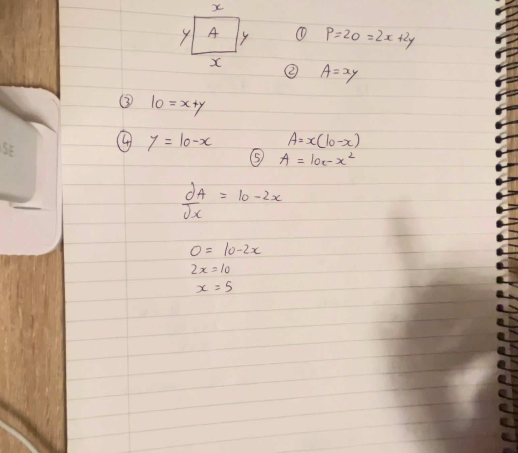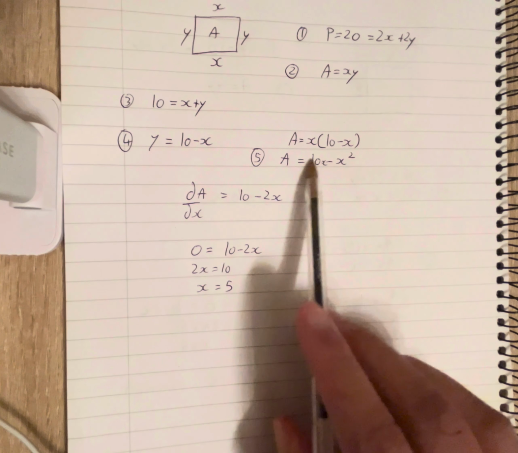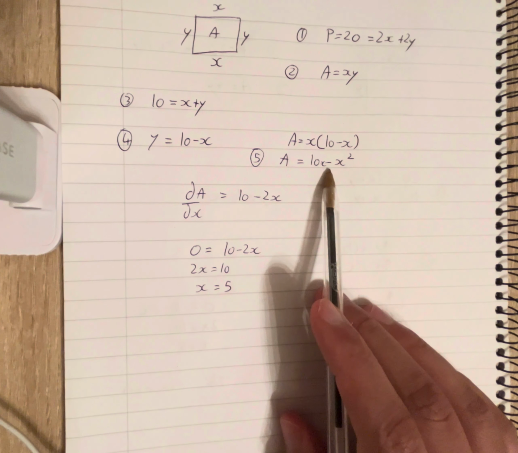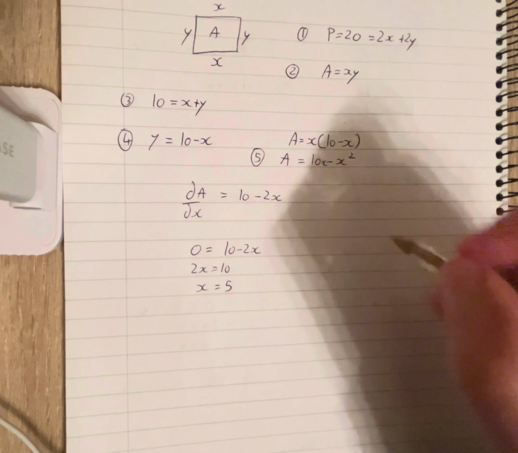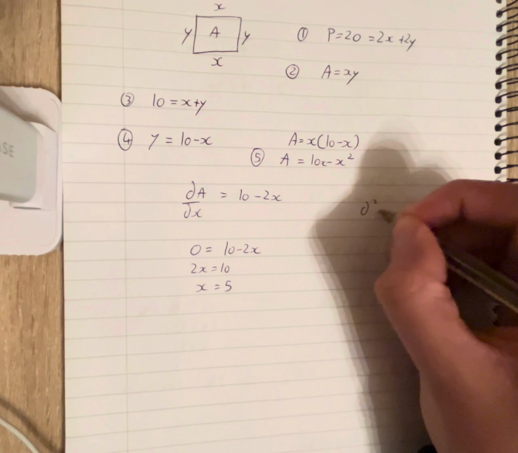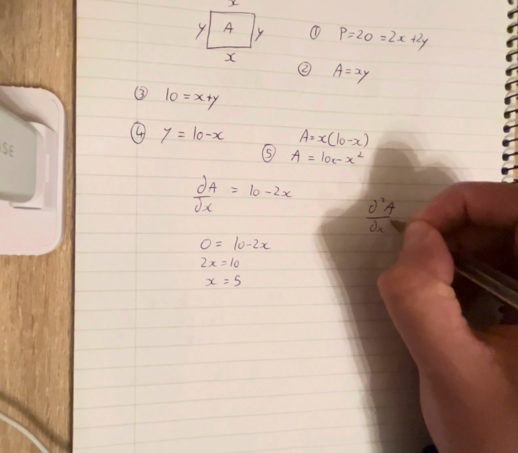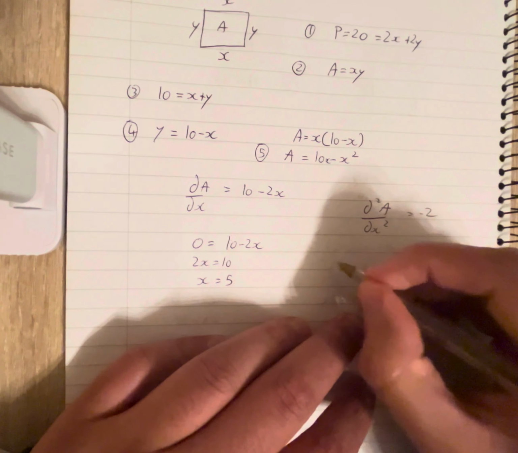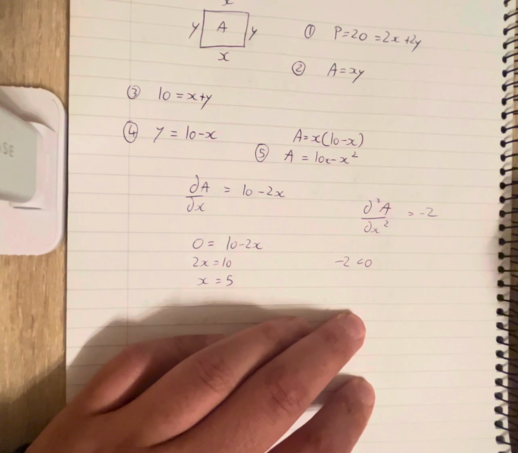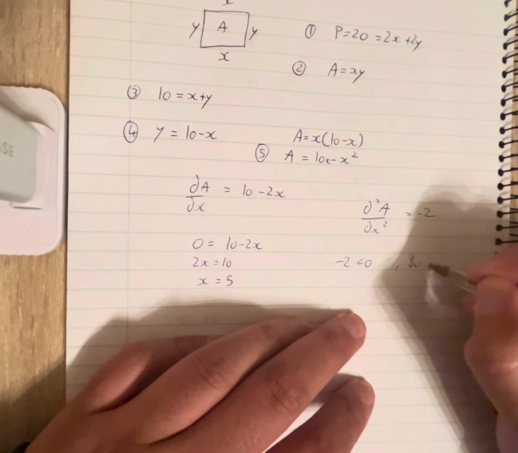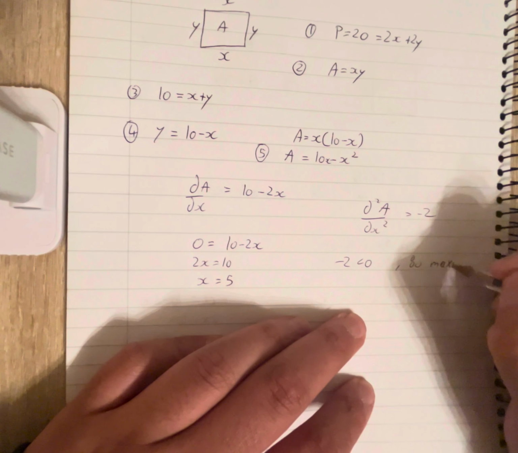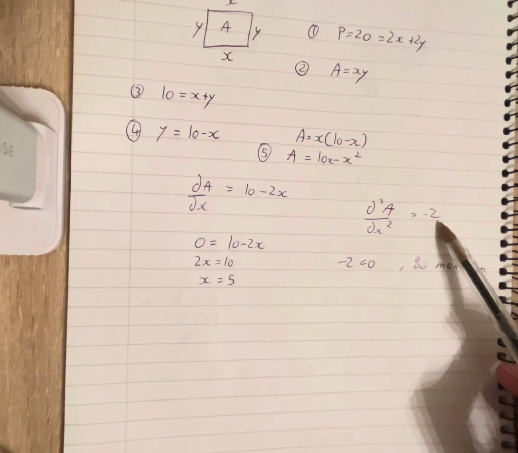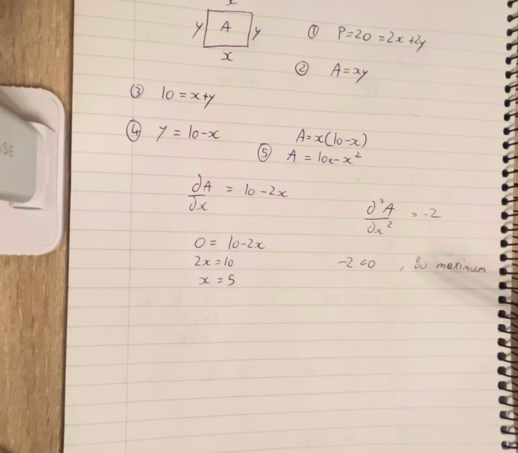Now, I happen to know this is a maximum based on my long history with quadratics, but just to be sure, for the sake of completeness, I will differentiate again. So you know, it's minus 2. Now, since minus 2 is less than 0 and negative, you know it's a maximum. If this had been positive, then it's a minimum.